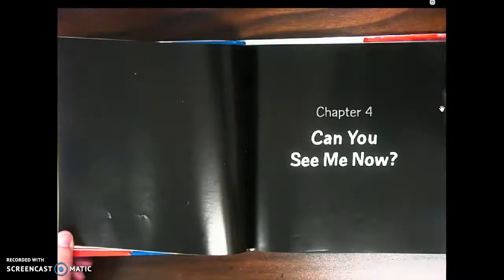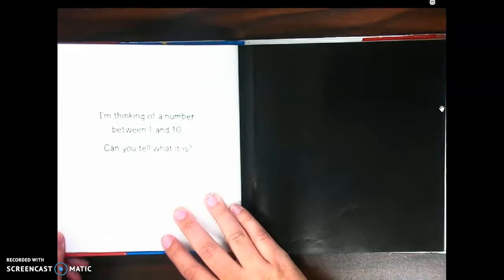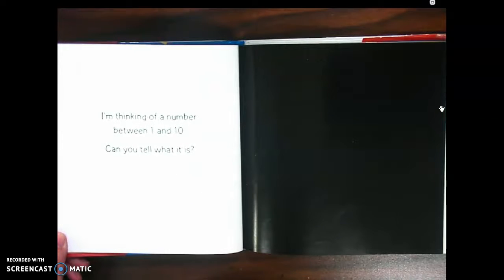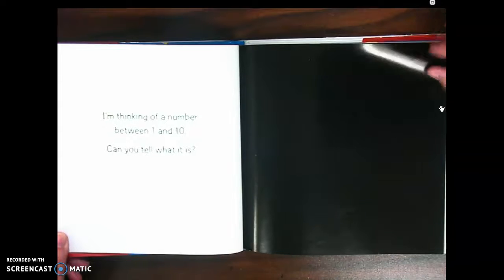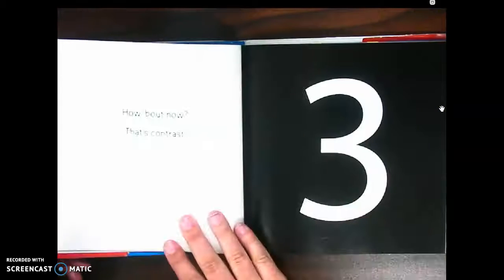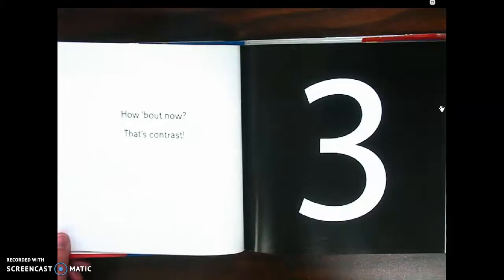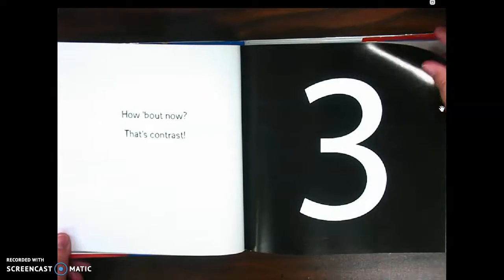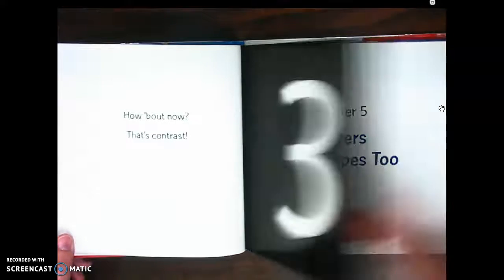Can you see me now? Chapter 4. What is contrast? I'm thinking of a number between 1 and 10. Can you tell what it is? No? How about now? That's contrast. The difference between light and dark.